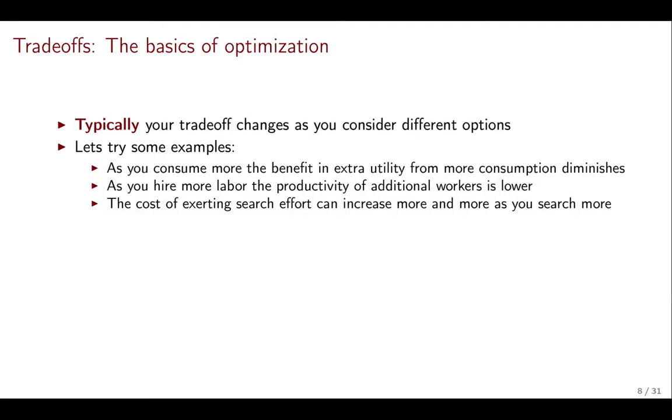So you're getting satiated. And so it might be that the cost of that additional consumption does not change, but the utility that you're going to get out of that extra consumption might be changing. And so understanding how your trade-off is being modified as you consume more is going to help you understand when and why you get to an optimum. Other two examples are hiring more labor. It might be that the productivity of additional workers is lower the more workers you have, so that the benefit of more workers is also going to diminish.